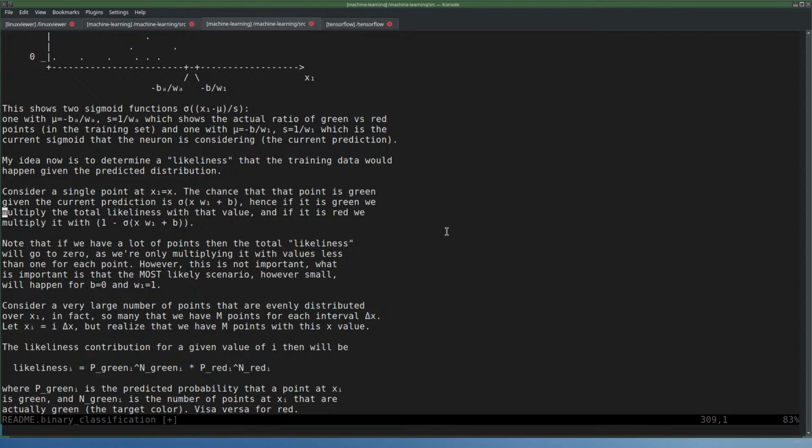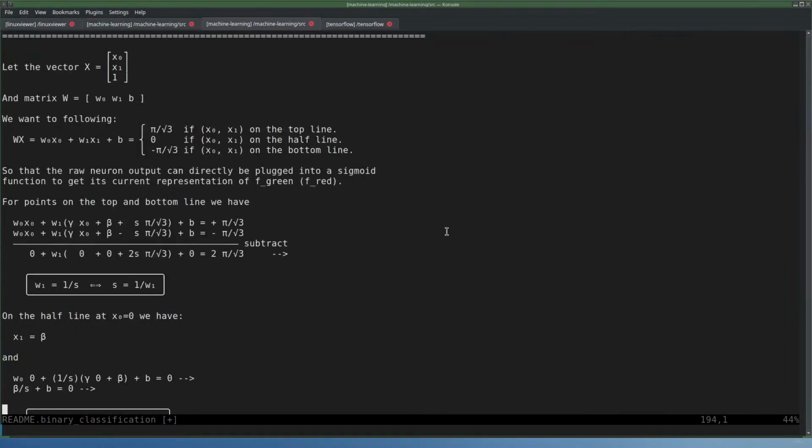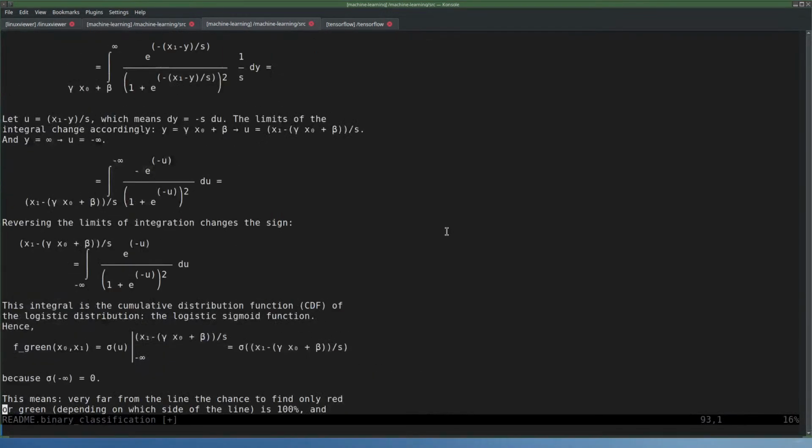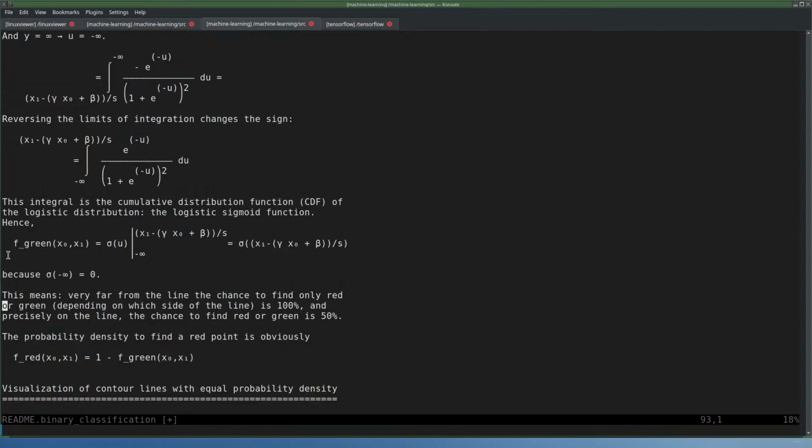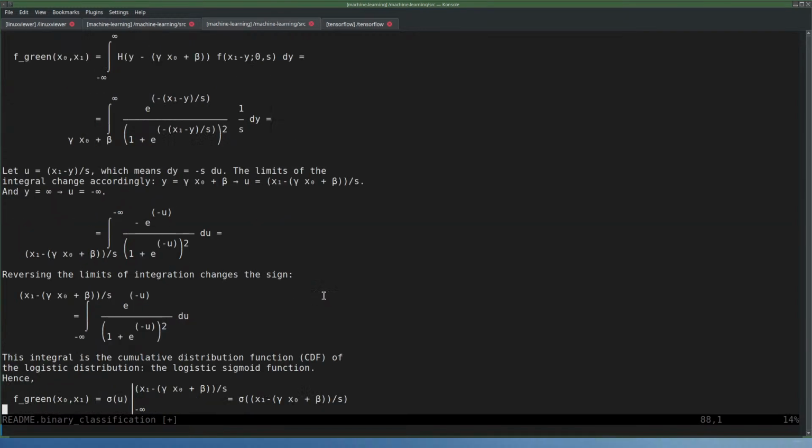Actually, let's show it. So the conclusion was drawn here, I think. So the probability density of green at the coordinates x0, x1 equals sigma of, and then you get the equation that involves a line and a scaling factor. And that has been derived from this integral and stuff.